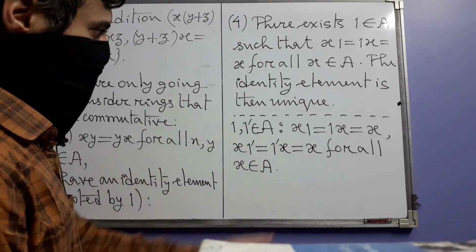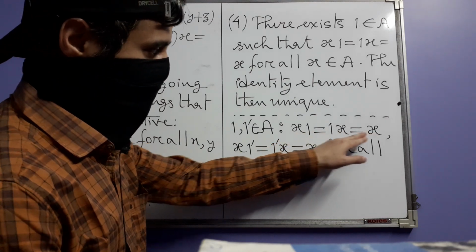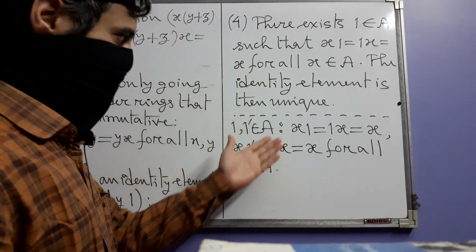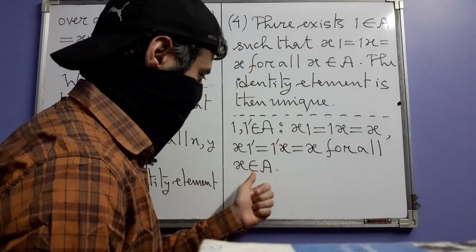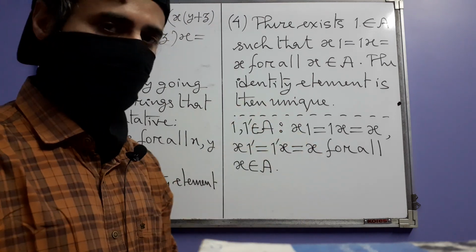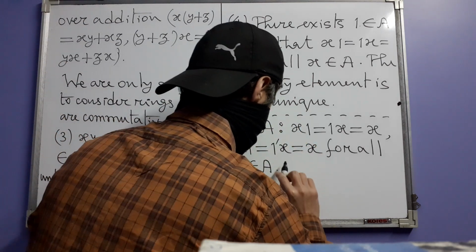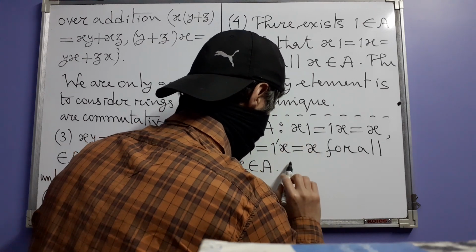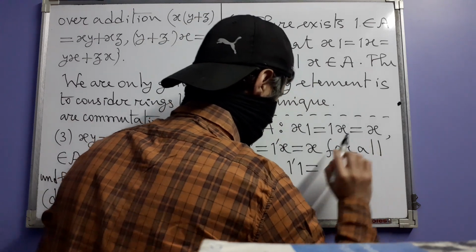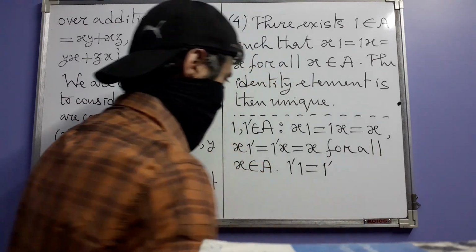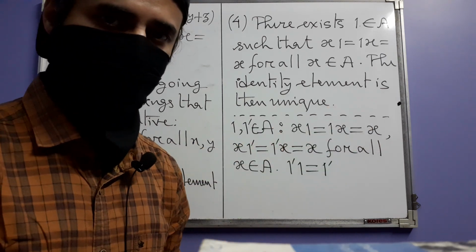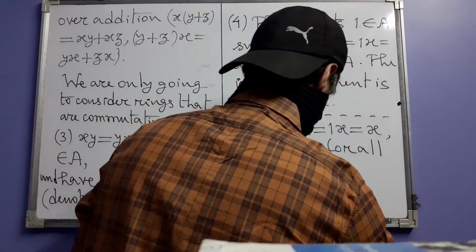Alright. Now look at the first chain of equalities. These are true for any element x in A. In particular, I can take 1 prime in place of x. So that way, if I put 1 prime here, I get 1 prime 1 is equal to 1 prime. I am using the fact that x1 is equal to x with 1 prime in place of x. So this is one thing.